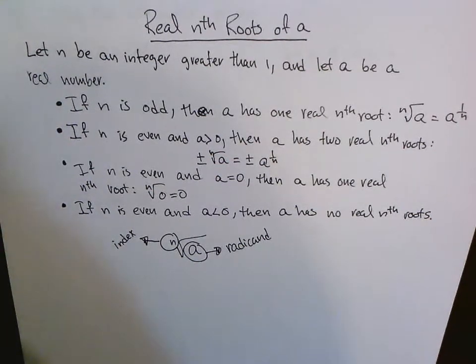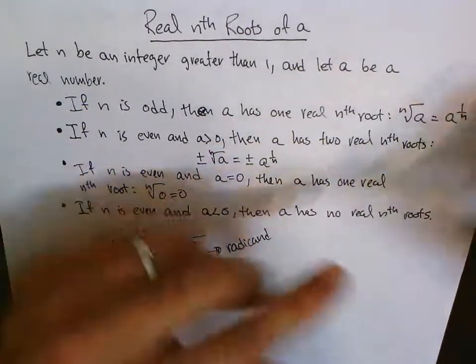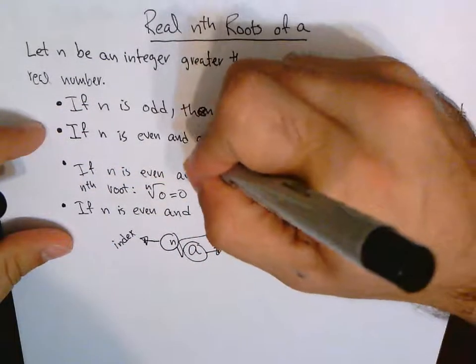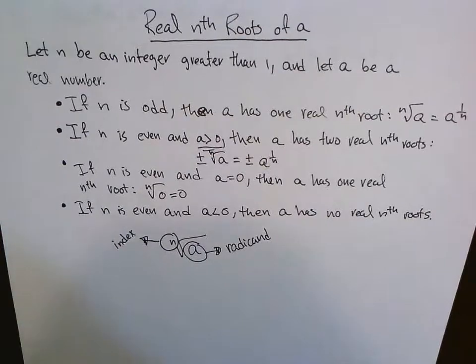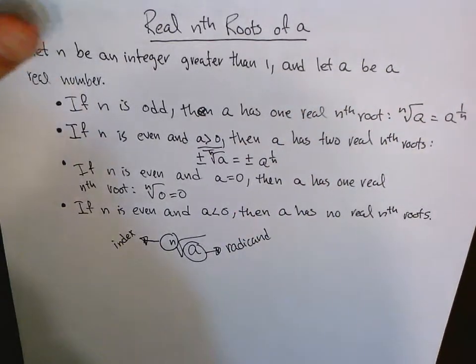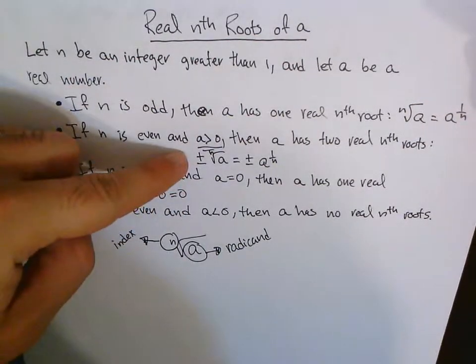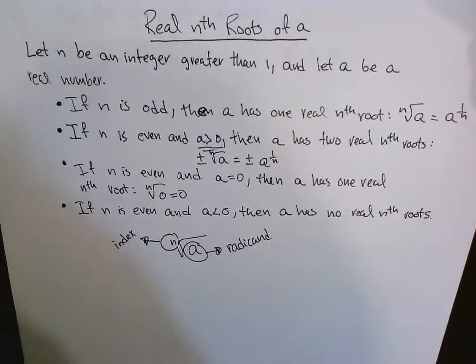Here's the second point. If n is even, that means 2, 4, 6, 8, 10, and so on, and a is greater than 0, notice this rule. This is actually quite important. A being greater than 0 means that a has to be positive. Then a, which is the radicand, and we'll learn that in a little bit, will have two real solutions. You are going to have one positive solution and the other one is going to be negative.